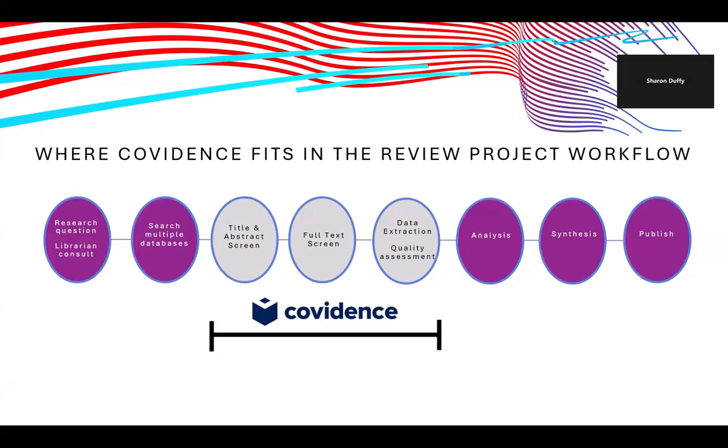Now you're ready to use Covidence. It will walk you through the title and abstract screening phase, then move on to the full text screening, and then also the data extraction, which is actually the most time-consuming part of a review project, because that's really where you get into the details. Then quality assessment, if you're completing that step, and then you're kind of done with Covidence. It will show you how to get your results out of that, and then you'll perform your analysis and your synthesis and everything else offline and outside of Covidence. So that's kind of where it fits into the process.